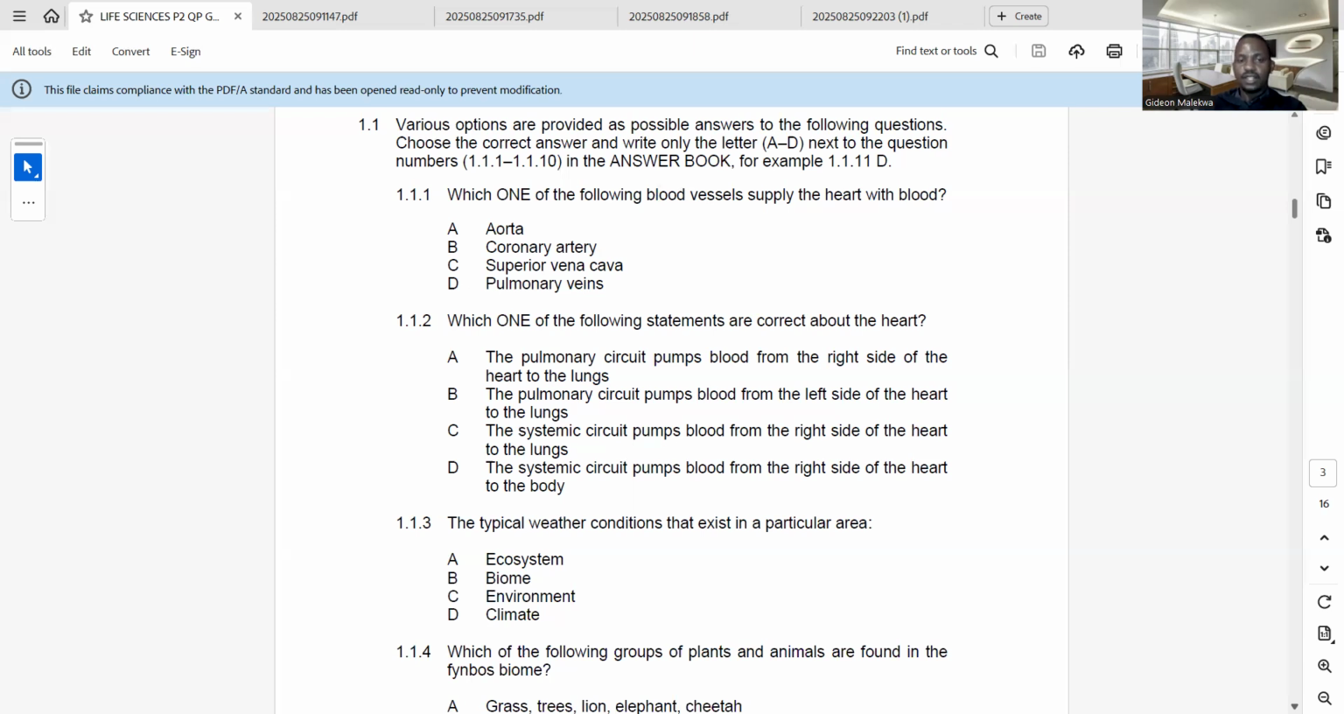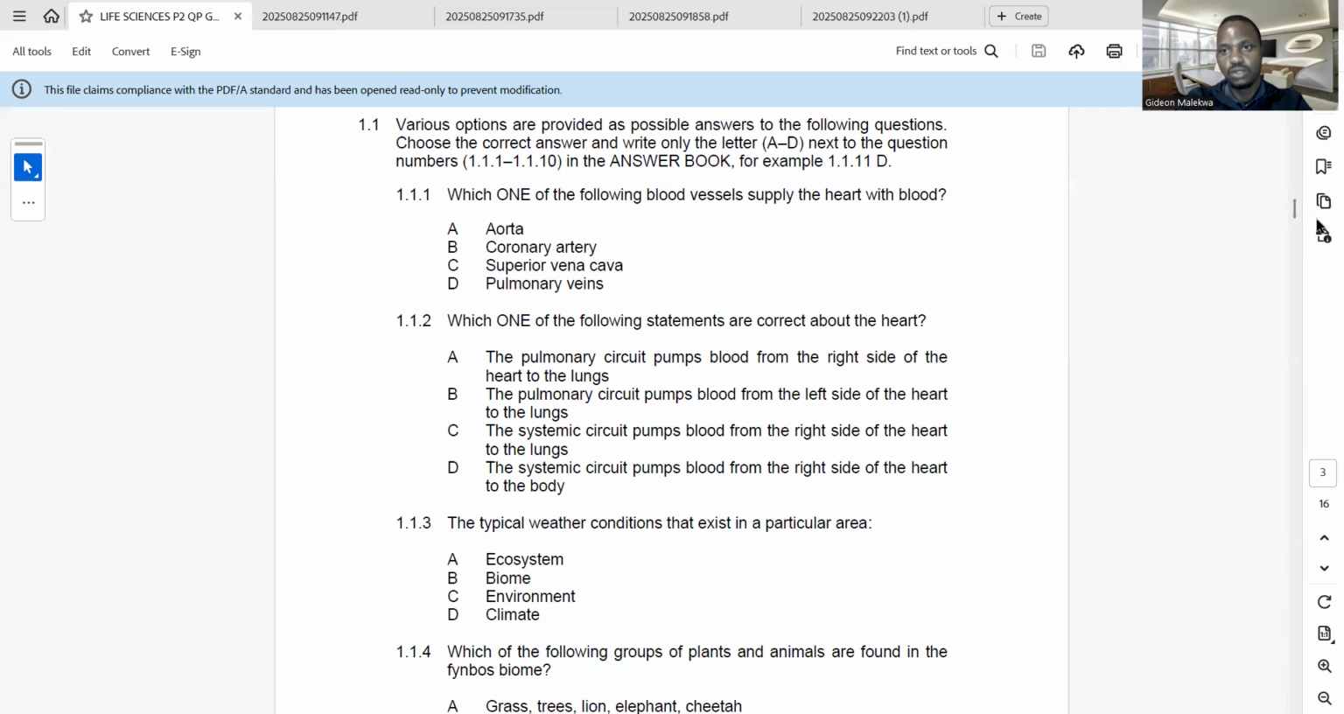So for you to know the answer, maybe it's better for you to just focus on one. Let's look at the pulmonary circuit and at which one is the correct option from the two that have been provided. If you look there, these two answers are different. One of the exam tricks is to check what the difference is between the two. The one says the pulmonary circuit pumps blood from the right side, the other one says from the left side. So let's see which one is correct. Does it pump from the right side or from the left side?